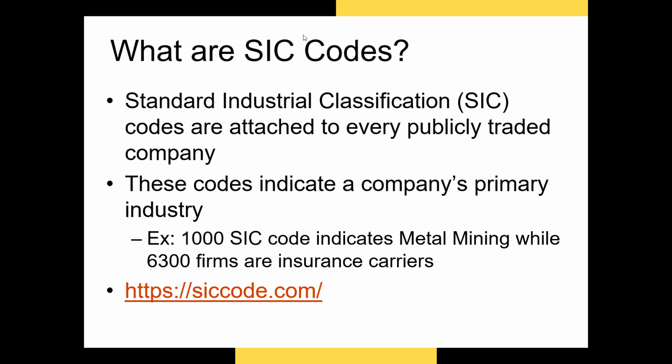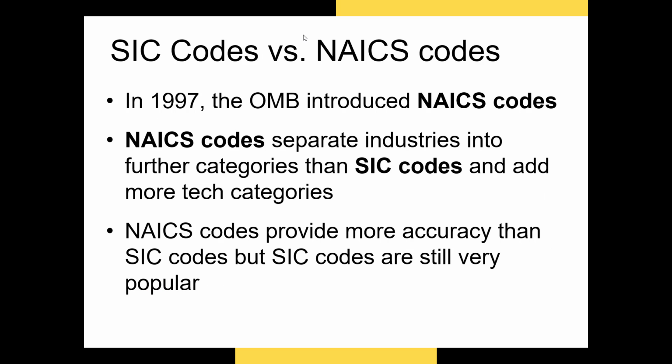SIC codes are used to identify a firm's industry. The codes are easily searchable, and if you want to see the primary code of a firm, all you have to do is go to the link that I've provided here, siccode.com, and you can literally look up any publicly traded company and see what its primary SIC code is.